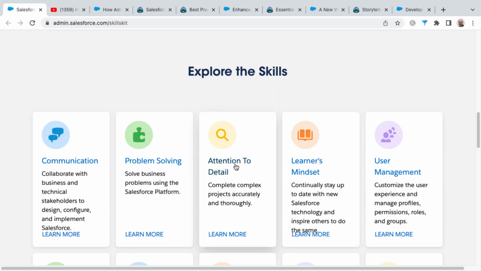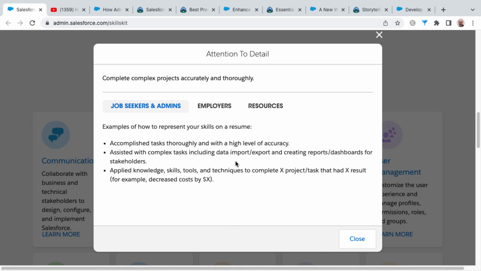Skill number 3 in the admin skills kit would be attention to detail. They give you examples for how you can exemplify your attention to detail in your resume or your LinkedIn profile. It's important that if you want to exemplify that you do have an attention to detail, that you don't have typos or mistakes in these particular sections of your resume or LinkedIn profile, etc.